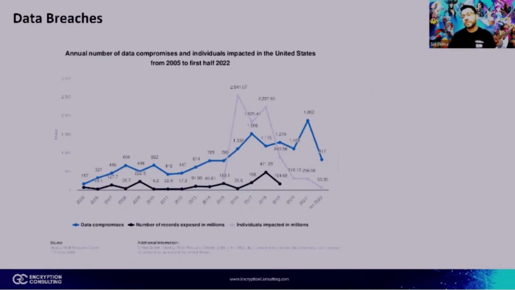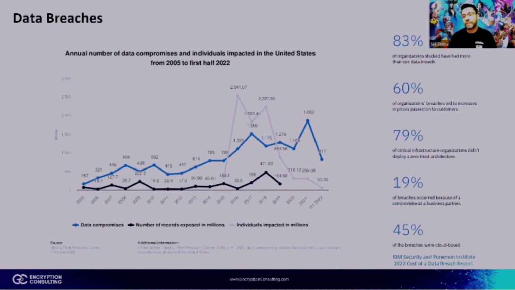Then we are also dealing with an increasing number of data breaches, right? The more data, the more information you're collecting about individuals, about things, about business. What we are seeing from the latest IBM Security Ponemon Institute 2022 Cost of a Data Breach report is that 83% of the organizations have had more than one data breach.